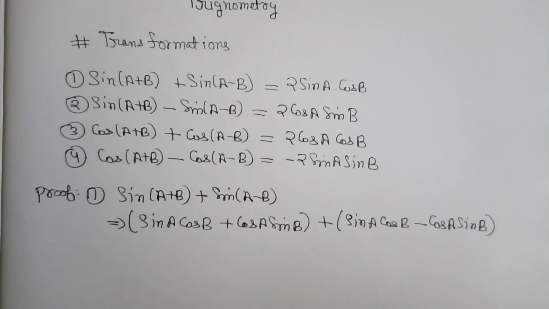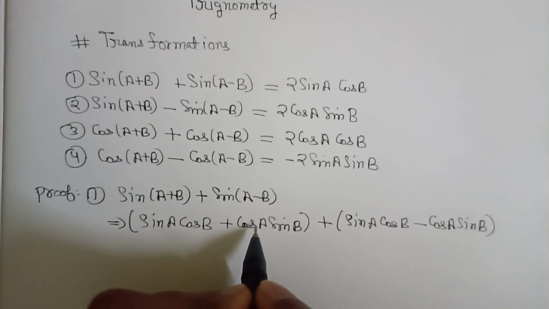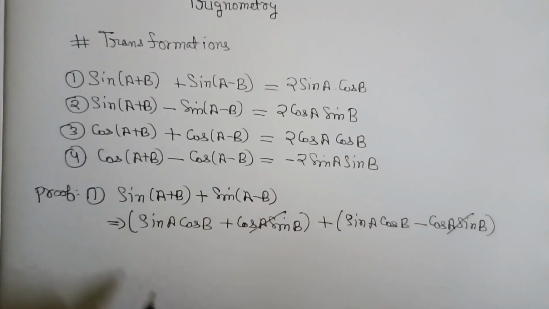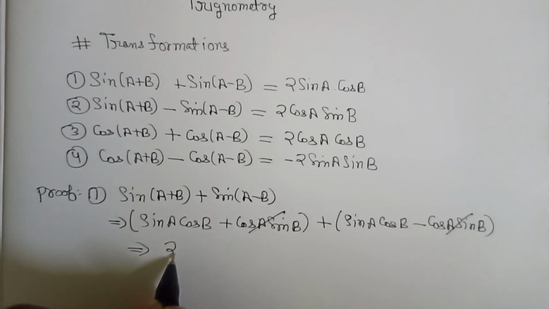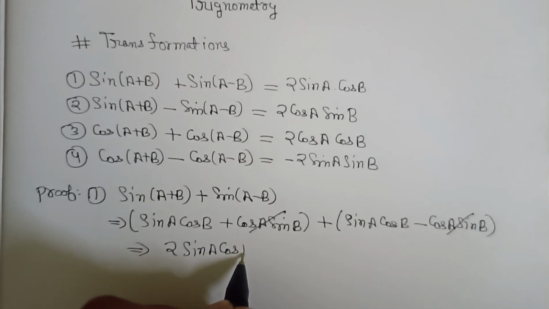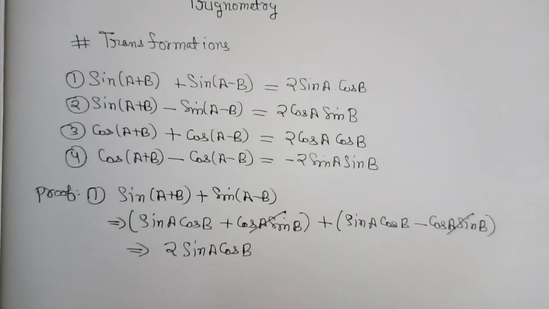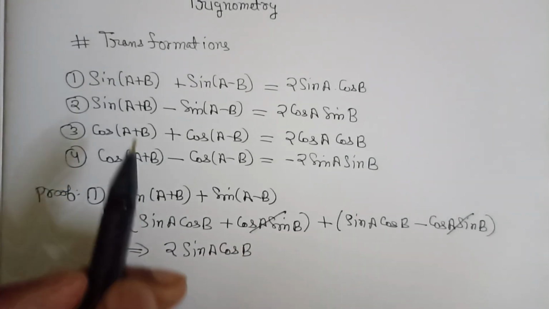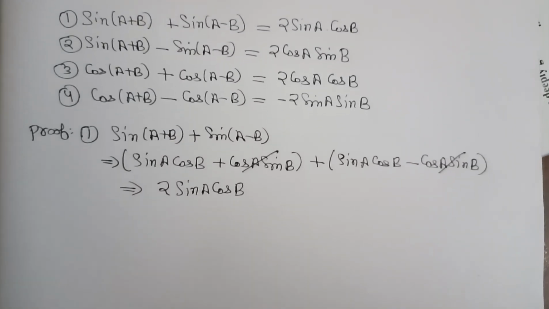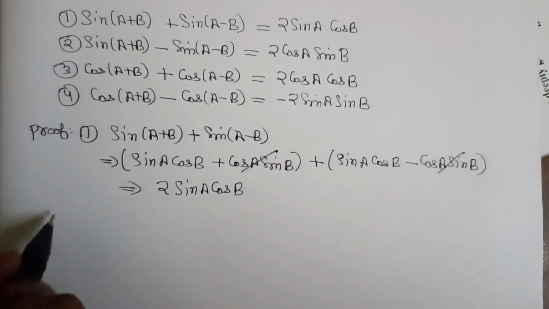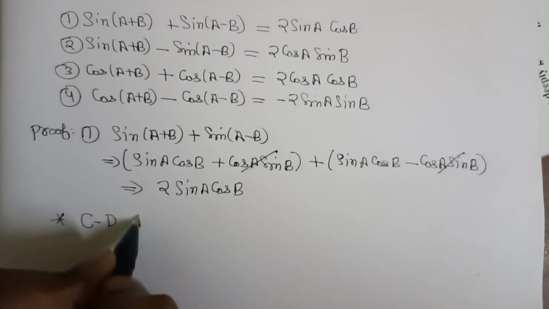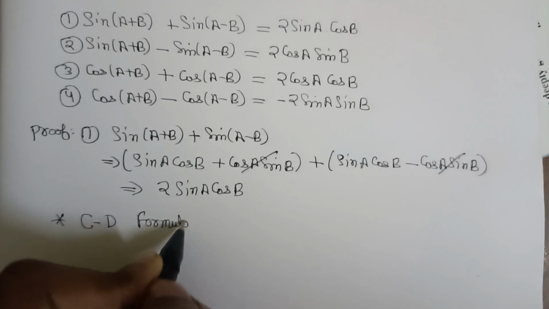So what you are observing is that cos a sin b and minus cos a sin b cancel. So what you are getting is 2 times sin a cos b. In the same manner you will verify all these formulas. The formula which is important is the CD formula. So how are we getting the CD formula?